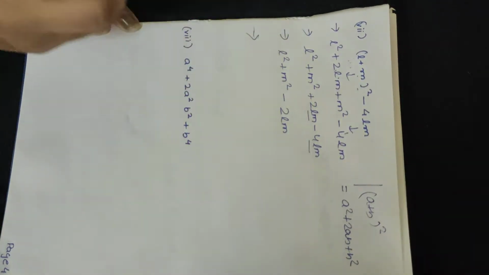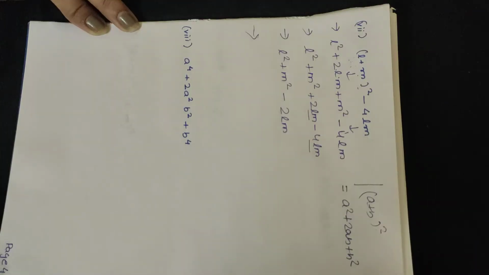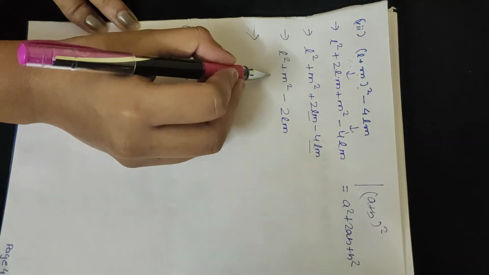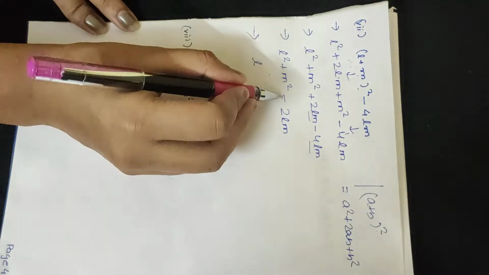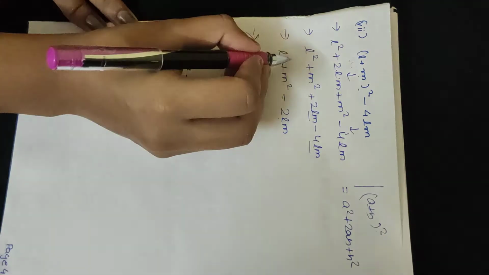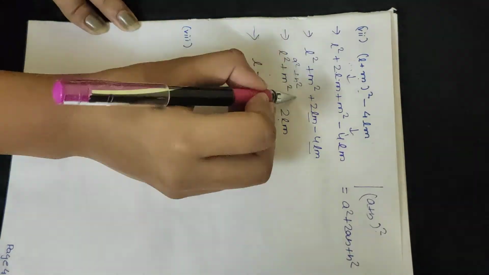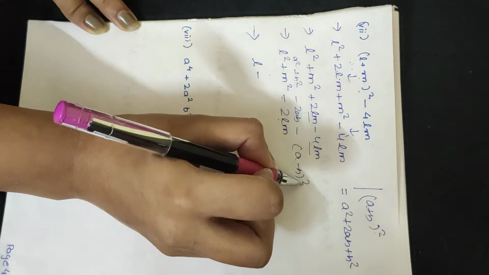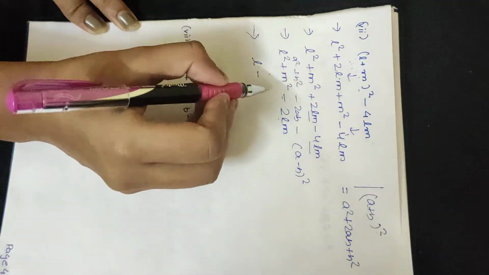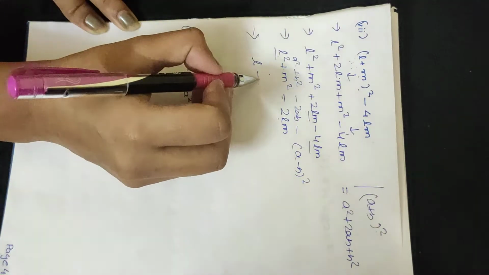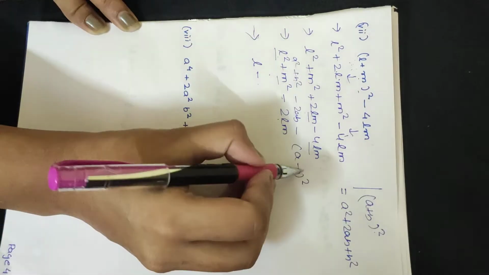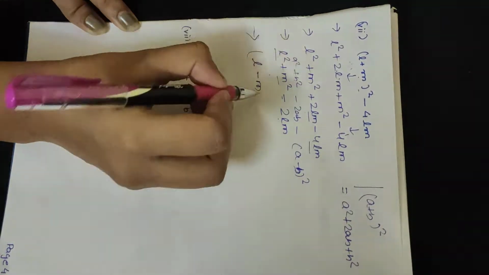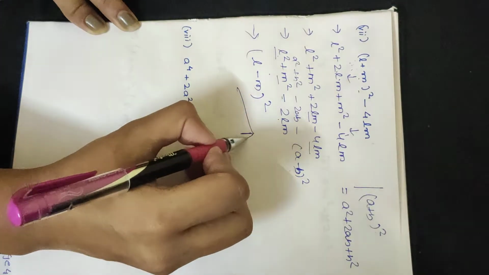After coming to this, it is actually the formula of A square plus B square minus 2AB, which is A minus B whole square. In this case A is L and B is M, so it is going to be L minus M whole square. So this is our answer.